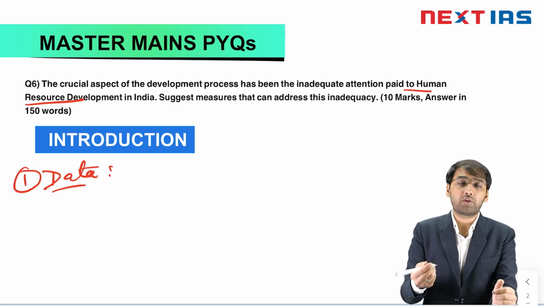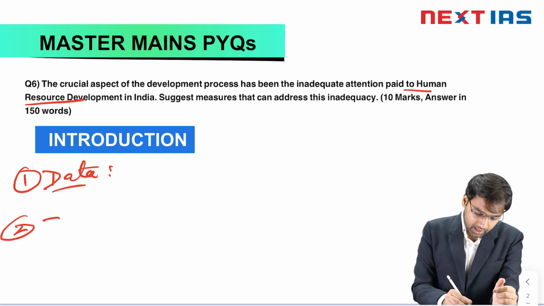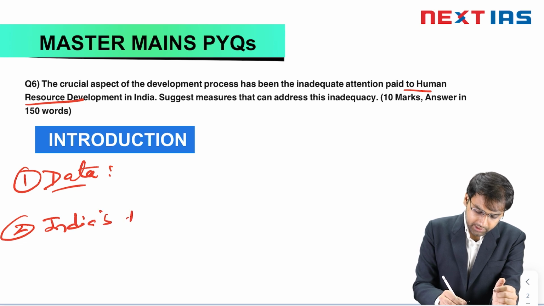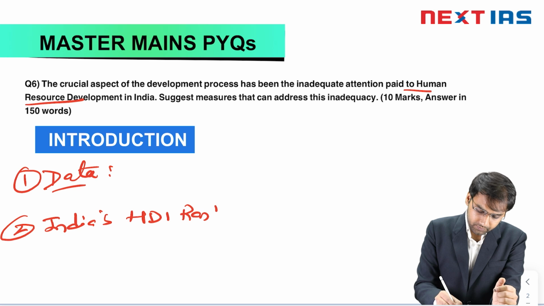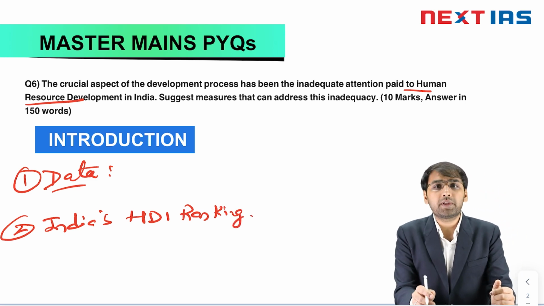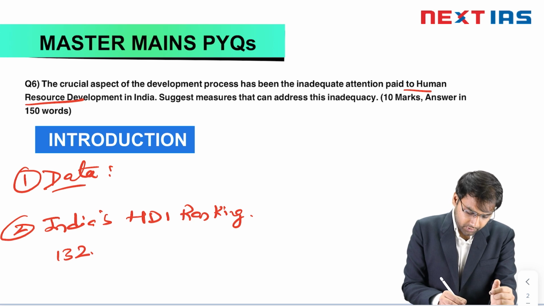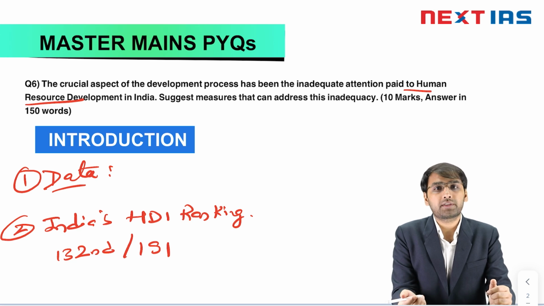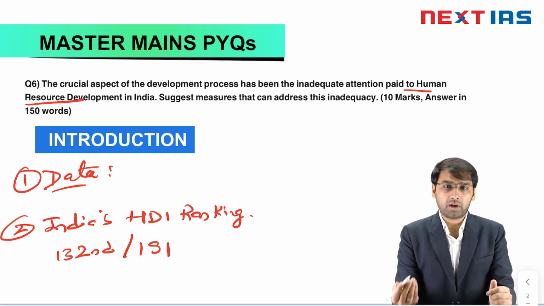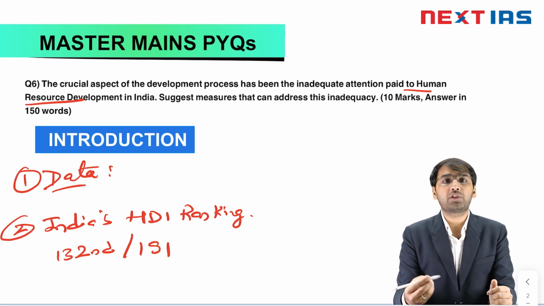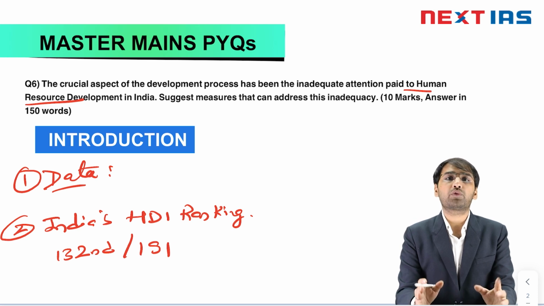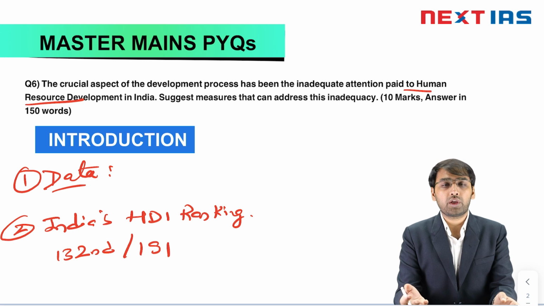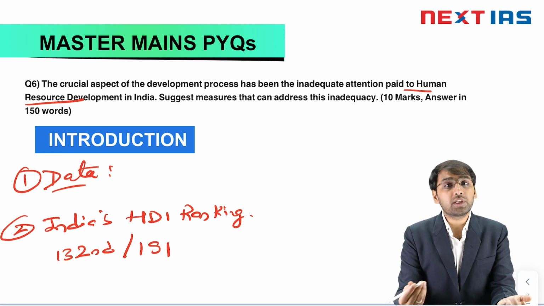So you can start with this kind of introduction, or you can simply start with India's HDI ranking. You can simply say that India ranks 132nd out of 191 countries in the Human Development Index. To ensure India's ranking comes to the forefront, to ensure the development process comes into line, what we need is human resource development. Why? Because the most important resource any country can have is human resource. And to reap the benefit of that human resource, what do we need? We need effective human resource development. So in this way also you can start.